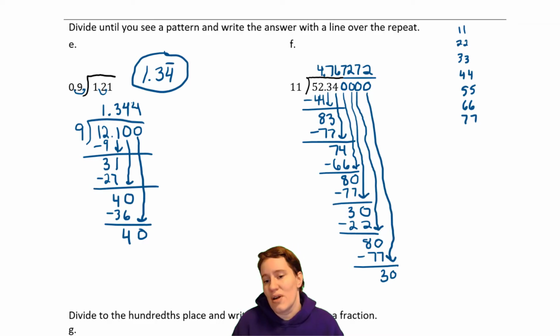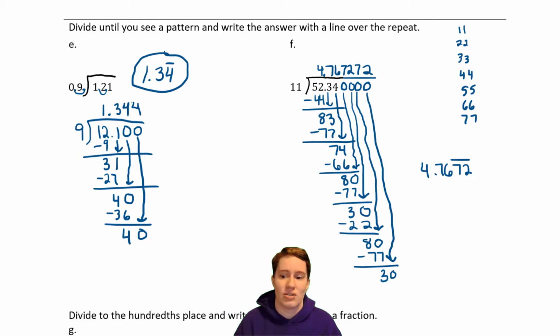So the way we're going to write our answer is 4.7672 with a line over the 7 and the 2 to show that what's repeating is both 7 and 2. And so it just keeps going over and over and over again. 7, 2, 7, 2, 7, 2, 7, 2. So that's our answer right there.